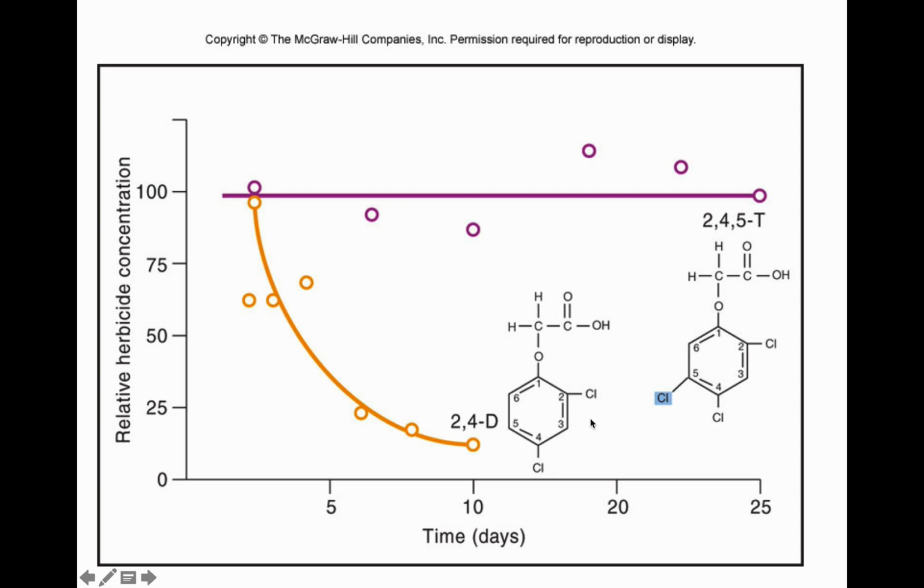The chemical structure here is shown, and 2,4,5-T, everything is basically the same between 2,4-D and 2,4,5-T, except the addition of this chlorine here at the fifth carbon on this aromatic ring. All right, so one chlorine difference, and you can see here with this purple line, 2,4,5-T is a xenobiotic. It persists for long periods of time, so 25 days plus. Who knows how long this will stay in the environment. It is a persistent chemical.